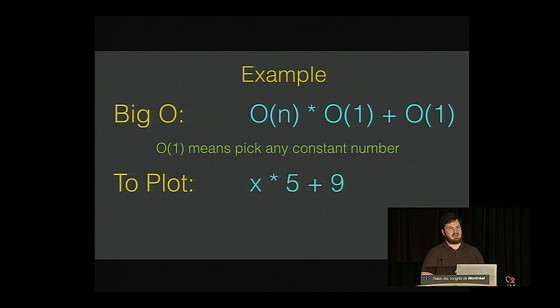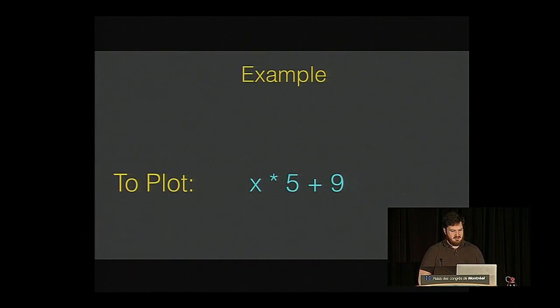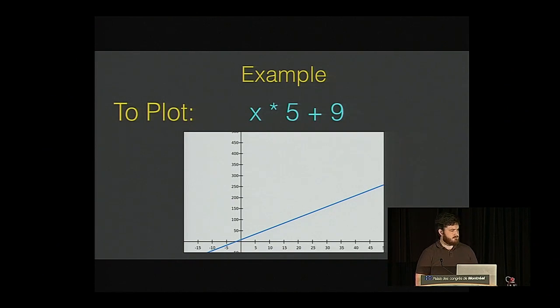O of 1 is a constant. It's constant time, so you can pick any constant. I picked 5 and 9 because they make the graphs easier. So now we have the plot of x times 5 plus 9, which looks a bit like that, just a straight line going to the right.